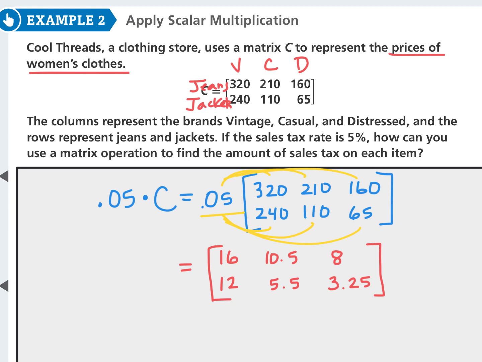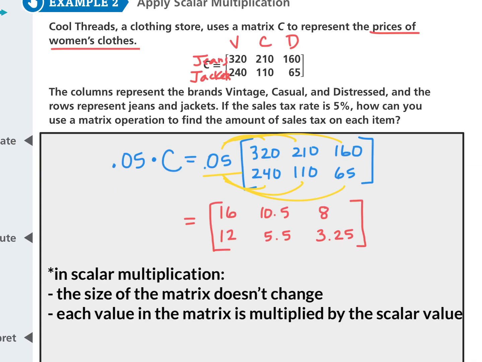So two notes that I want you to add to your notes about scalar multiplication. And that is that in scalar multiplication, the size of the matrix does not change in the end. Notice that I had a 2 by 3 in the beginning, and I have a 2 by 3 in this output. And also, each value in the matrix is multiplied by the scalar variable, just like distribution.